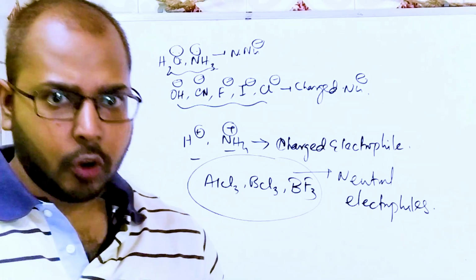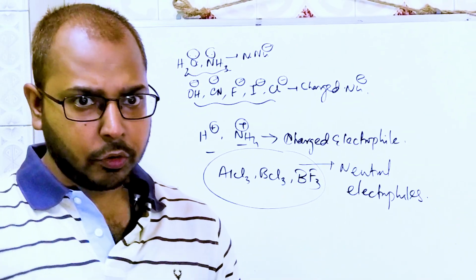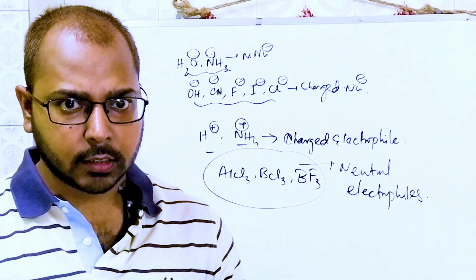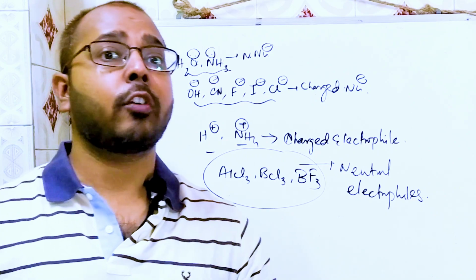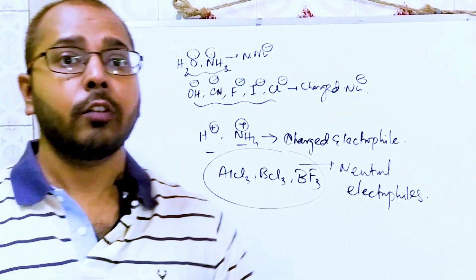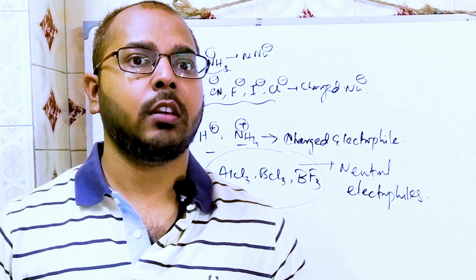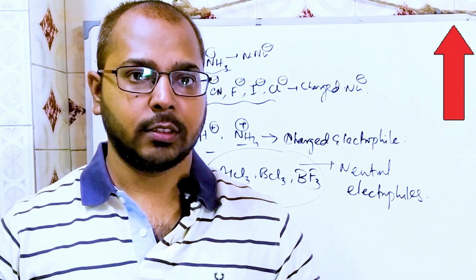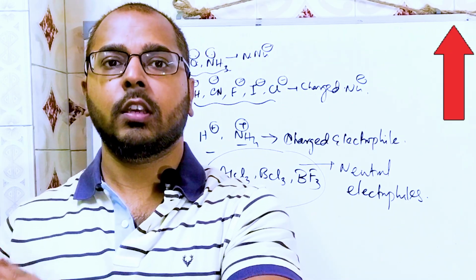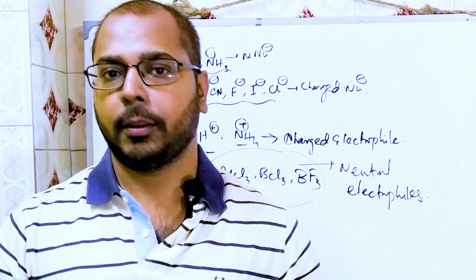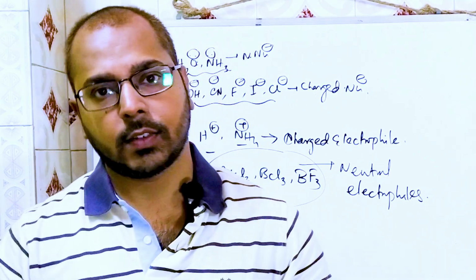So I hope you got the idea. What is meant by nucleophile? What is meant by electrophile? Now come to the SN1 part. And don't forget to watch the video on the RS prediction of the chiral carbons, because in this video, that concept is very much mandatory. Okay, so let's start. SN1.